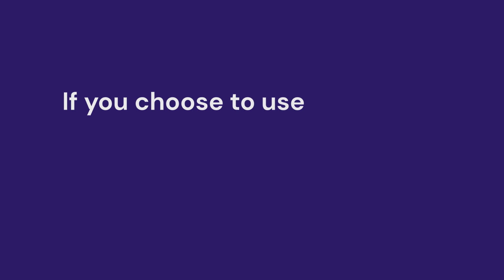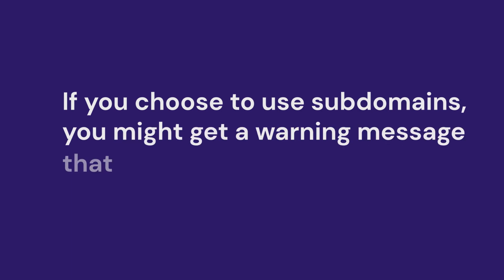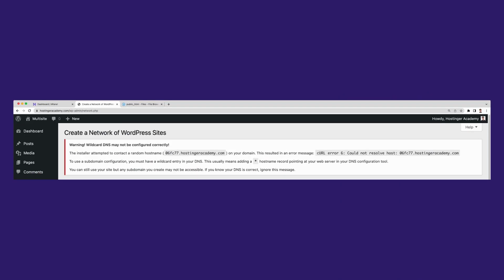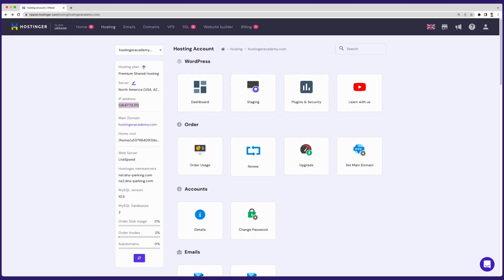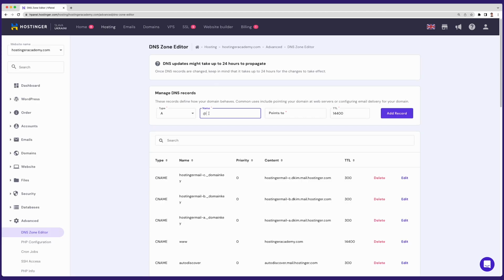If you choose to use subdomains, you might get a warning message that says, "Warning, wildcard DNS may not be configured correctly." After that, you will need to configure a DNS, which is short for Domain Name System. If your website is hosted on Hostinger, you can add a new DNS record using the DNS Zone Editor. Insert an asterisk in the name field, and your hosting account's IP address in the Points To field.